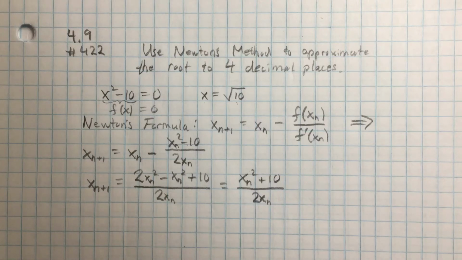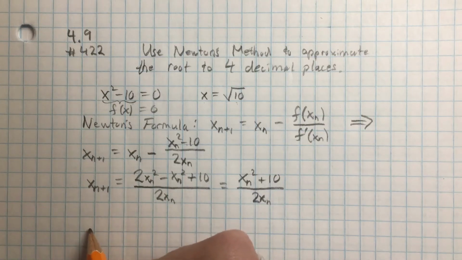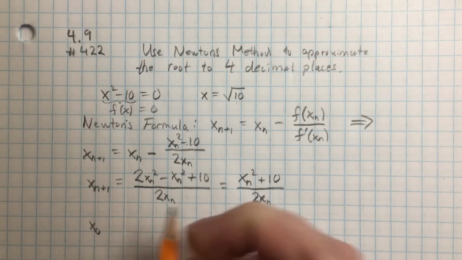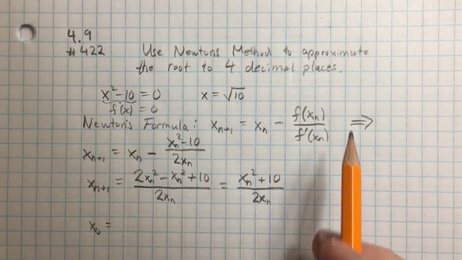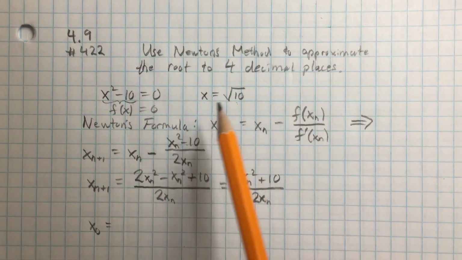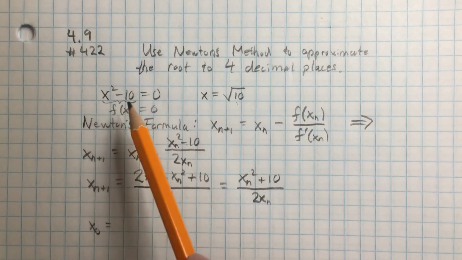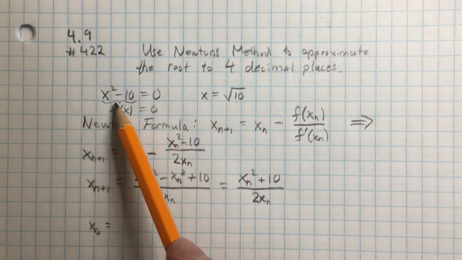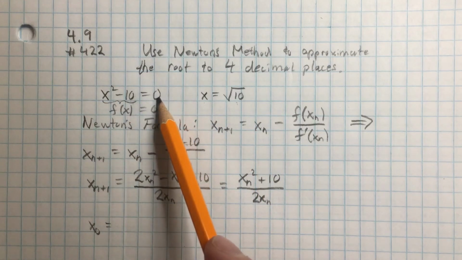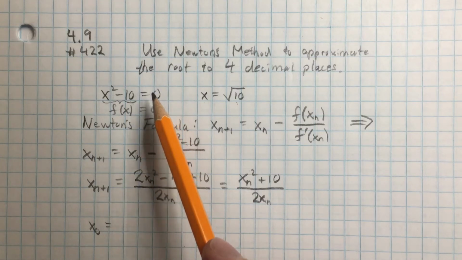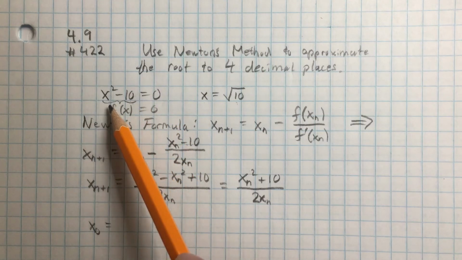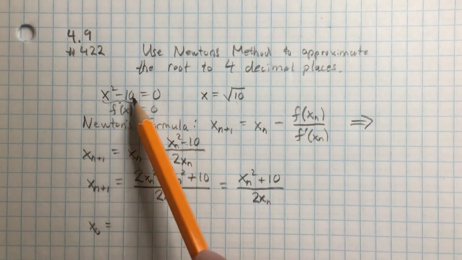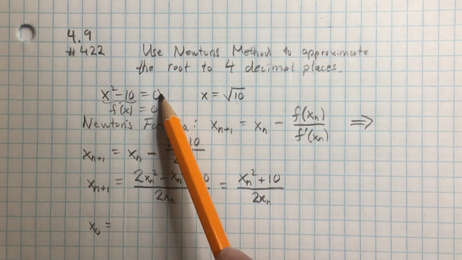So now we need an initial guess, x naught. Right? So x naught, the initial guess, should be something reasonable. We know if you put 3 in here, it's going to be smaller than root 10. 9 minus 10 would be negative, so that'd be less than this right-hand side. If I put in the number 4, which is, of course, greater than root 10, we'll get 16 minus 10, which is positive. That's greater than the right-hand side.